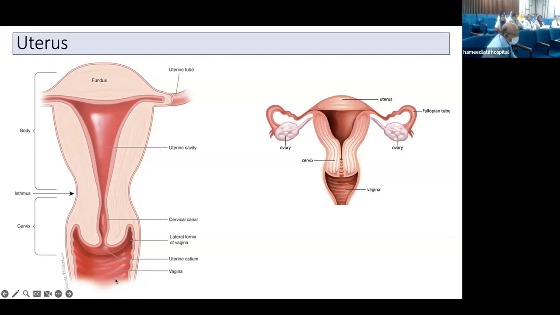Now, this is the area which is known as the fornix. On the sides would be lateral, because this is an area all around. It is not four compartments like anterior, posterior, lateral; that is only a terminology we use for description. Otherwise, it's an all-around area, created by the projection of the cervix into the top of the vaginal wall.